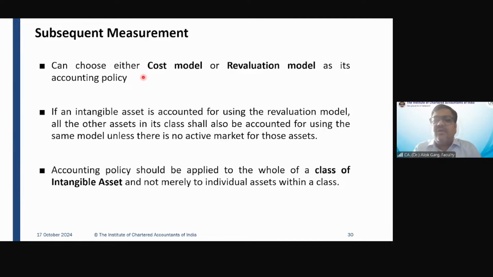So friends, at the time of subsequent measurement, I'm not talking about subsequent cost. There are two different aspects. You have bought an asset. That is the transaction date, the initial measurement, right? Now, this asset has a life of, let's say, 5 years. So the asset will see the 5-year end closing. At the year end closing, on the reporting date, on the balance sheet date, what is the value of this asset? This is known as subsequent measurement.